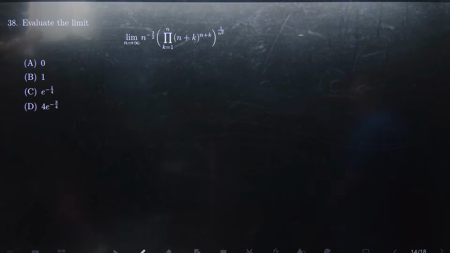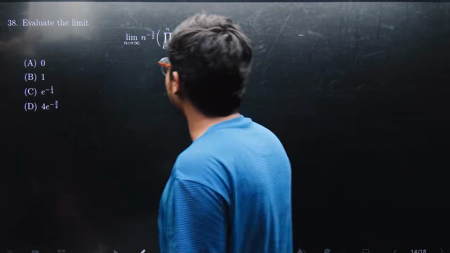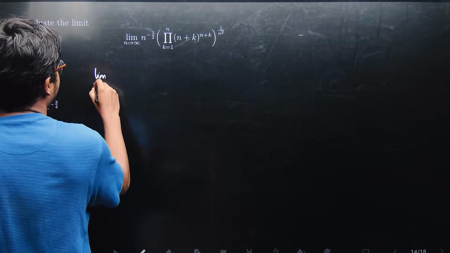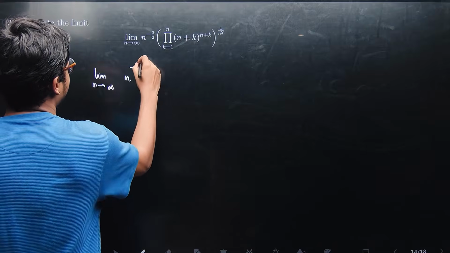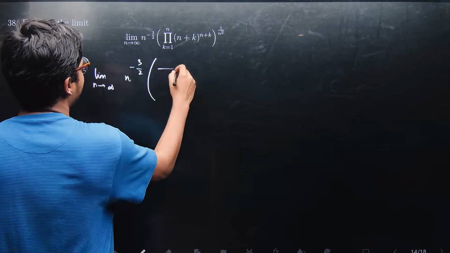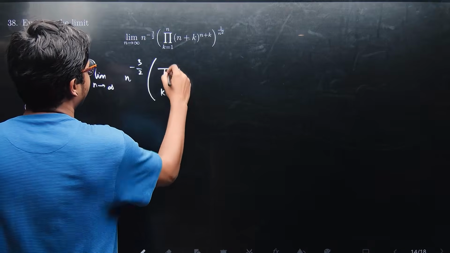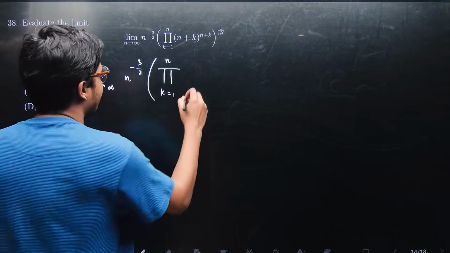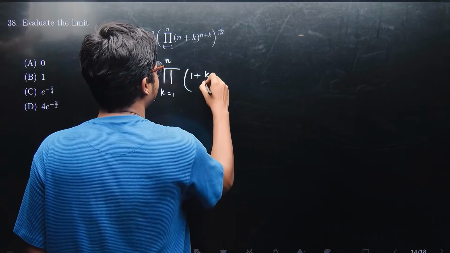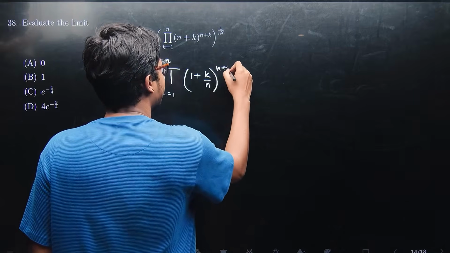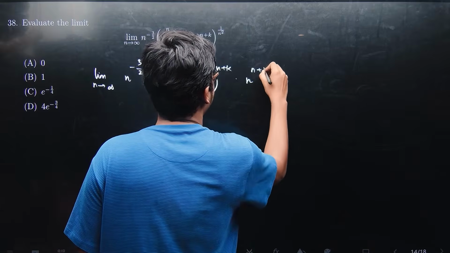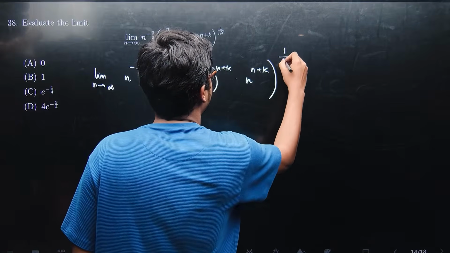This is slightly tricky, it looks complicated, but it's actually just a little bit calculative, that's it, okay? First of all, observe that this limit can be rewritten as n going to infinity, n to the power minus 3 by 2. Inside this product, if I divide each of these individual terms by n to the power n plus k, then I'll get what? 1 plus k by n to the power n plus k. But because I've divided, I should also compensate by multiplying it, right? So this will become n to the power n plus k, okay? This entire product to the power 1 by n square.